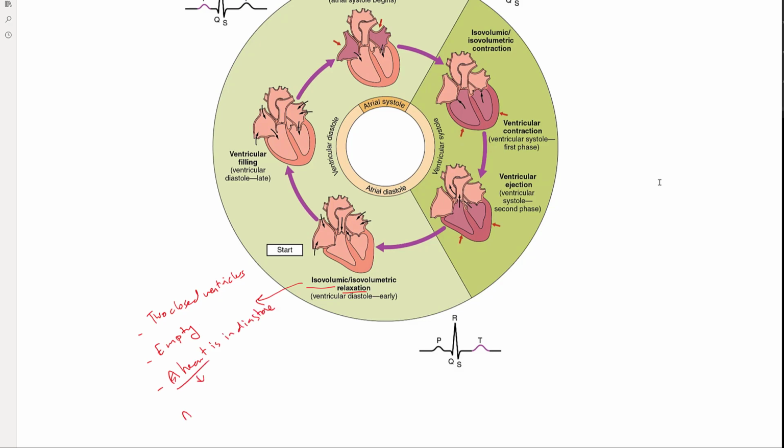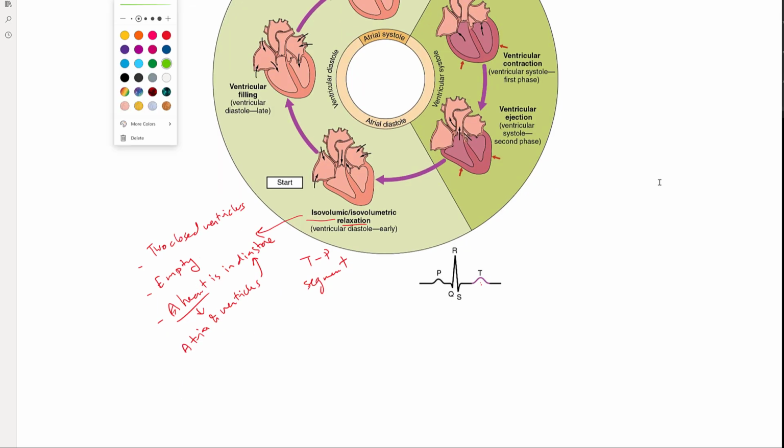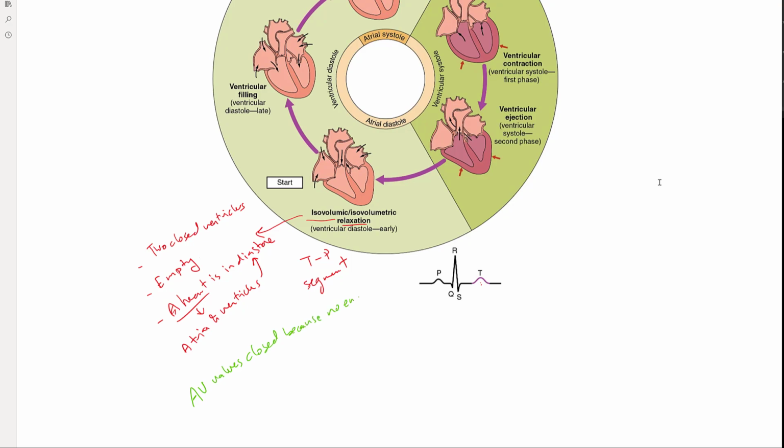What does it mean? Both atria and ventricles are in diastole. This is the area after the T wave. Okay, this is the area between the T and P segment. Now we need to understand why the valves are closed. The AV valves are closed because there is not enough blood to open them. Of course, not enough blood in the atria. The blood will keep coming to the left and right. But remember, when we talked about the AV valves, we said they will open because of the weight of the blood. So here, we don't have enough blood to open them. That's why they are closed.